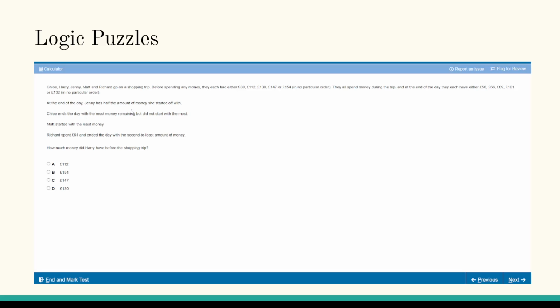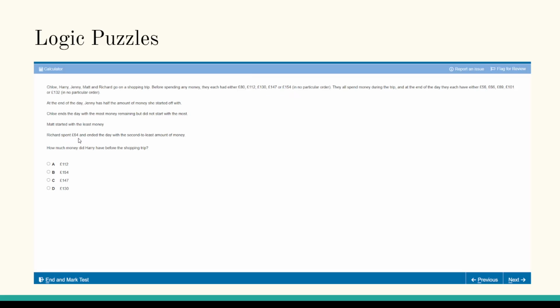Chloe ends the day with the most money, which is £132 here, but did not start with the most, which means Chloe must have less than 154. So it could be 80, 130, or 147. Matt started with the least, so Matt had 80. We know that Jenny had 112. So that leaves 130, 147, and 154.